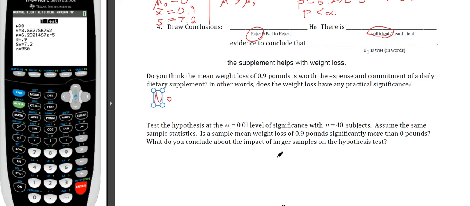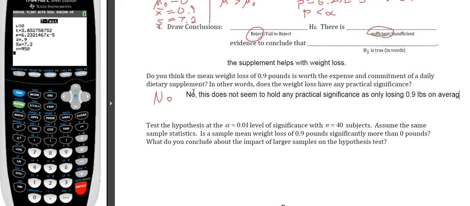this does not hold any practical significance, and I'll type that out so I can have more words there. So no, this does not seem to hold any practical significance, as only losing 0.9 pounds on average after 8 weeks of a dietary supplement does not seem worth the commitment.